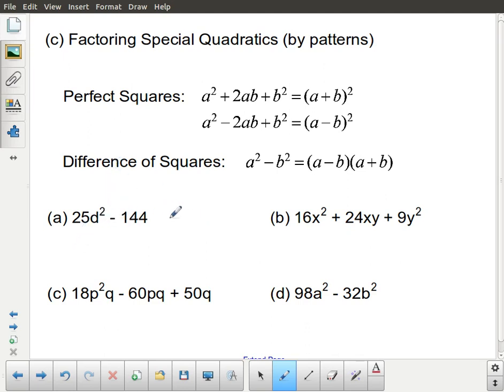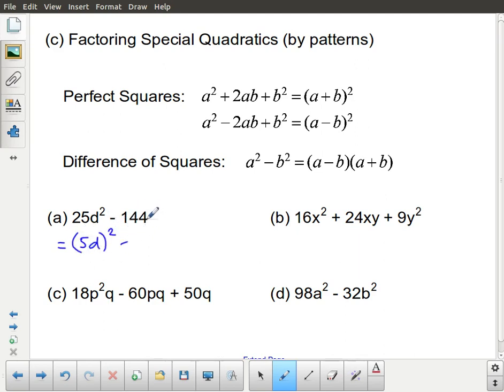There are no common factors with variables. There are no common factors with coefficients. Does this satisfy any of my patterns? Well, first of all, I only have 2 terms here, so that means it can't be a perfect square. I look at difference of squares. Is this first term something squared? 25d squared is the same as 5d all squared.